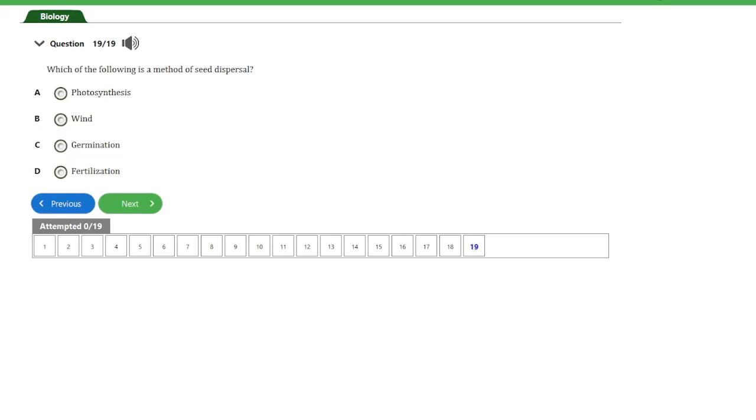Dispersal is a process where the seeds are spread or transported away from the parent plant to a new location where they can stay, germinate, and grow. So guys, the method of dispersal out of the options given to us here is wind. The wind can carry the seeds from the parent plant to a new location where they can germinate and grow.